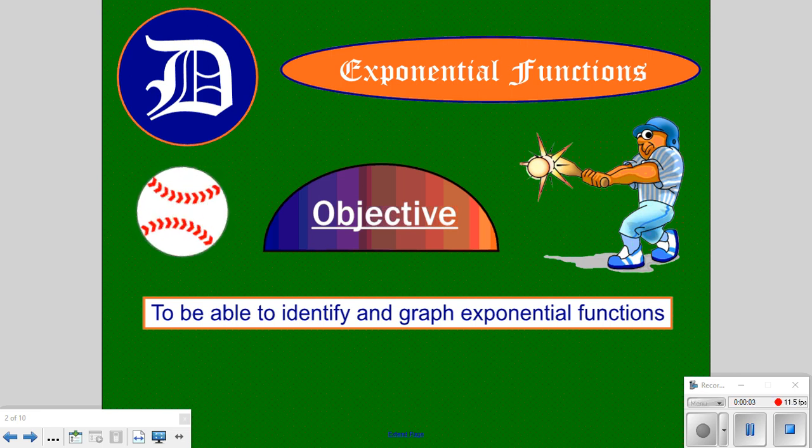Okay, here's today's objective. We are going to be covering exponential functions today. Our goal is to be able to identify and graph exponential functions.